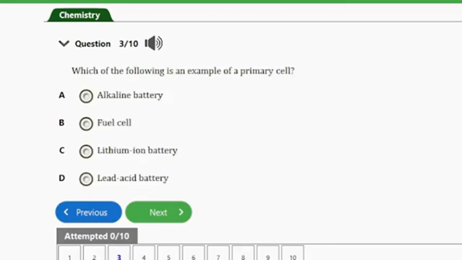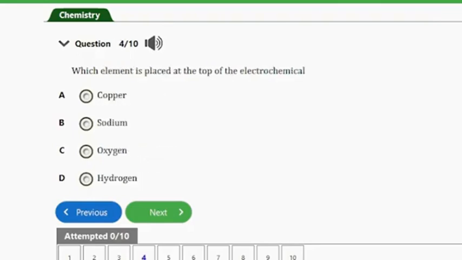Question number 3, it says, which of the following is an example of a primary cell? A, alkaline battery; B, fuel cell; C, lithium ion battery; and D, lead acid battery. So guys, primary cells are non-rechargeable batteries, and the alkaline battery is a common example of this primary cell. So that's option A here. Let's consider the next question.